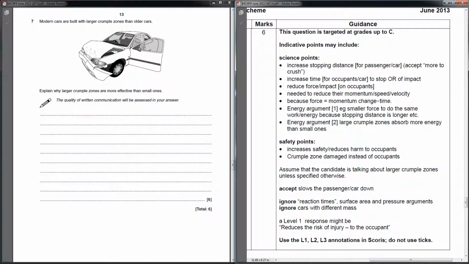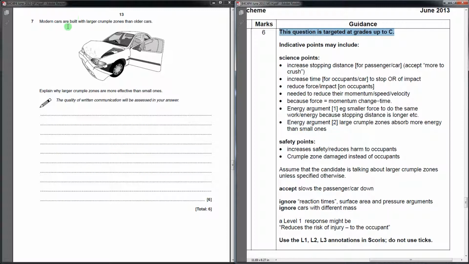This question deals with crumple zones and is question 7 on the higher paper and 9 on the foundation paper. Now, with these 6 mark questions, it's important to realise that lots of them are targeted at different grades. So this one is targeted at a grade C level. And very often there'll be a series of points you've got to make that form the basis of the answer. But then there are 3 levels that you can answer at. So the easiest parts to understand are the points, and then we'll talk about the levels afterwards.